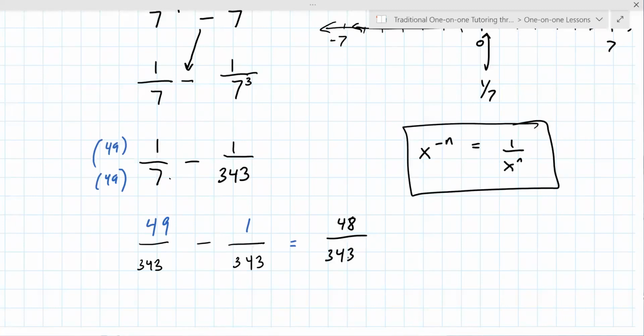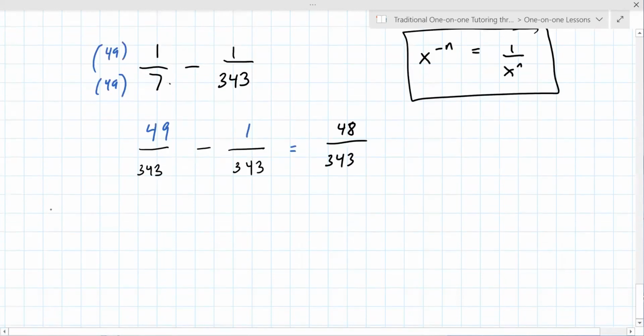Well, why not 49 over 343? It is 49 over 343 minus 1 over 343. Okay, subtract the numerators. Okay, so let's try another one here.